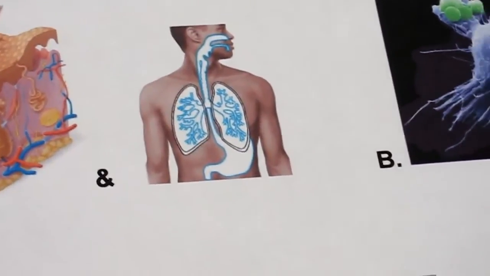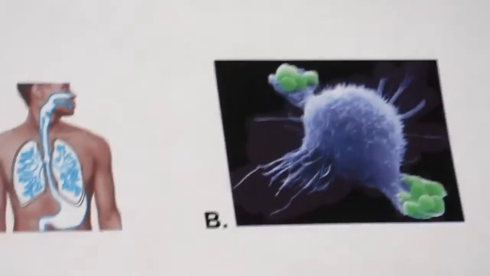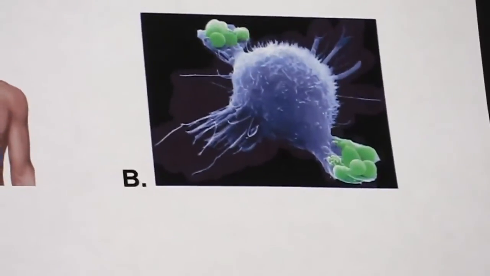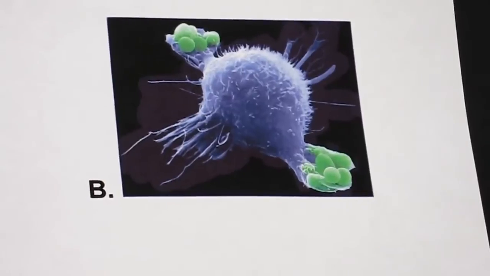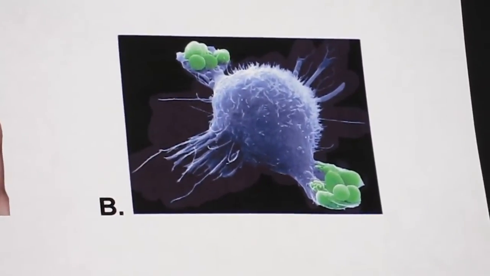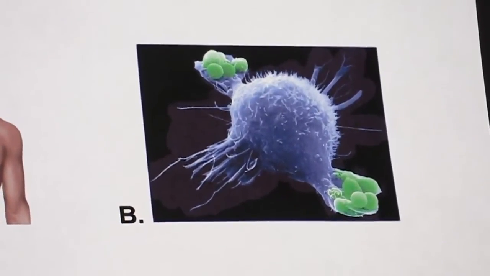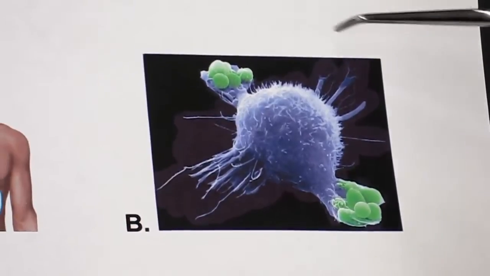Okay, so let's move on to kind of step 2. Let's say those surface barriers failed, and now there's a pathogen that has moved into the body. Now how are we going to deal with that? Okay, well, we have other non-specific mechanisms that can help us out.